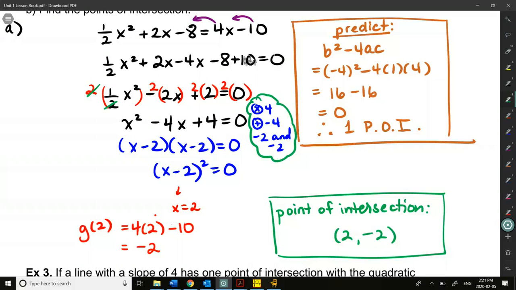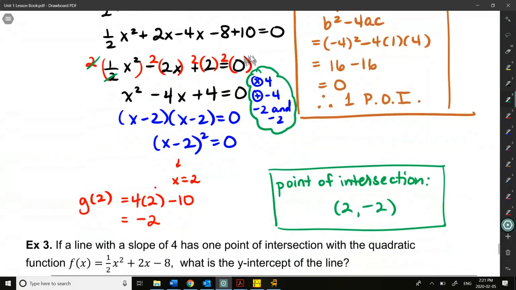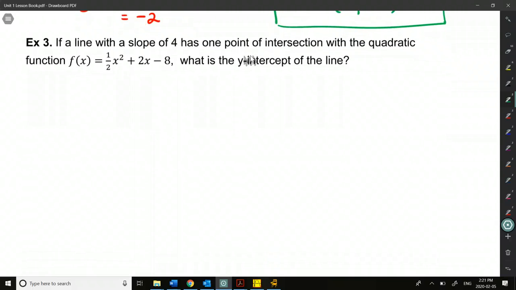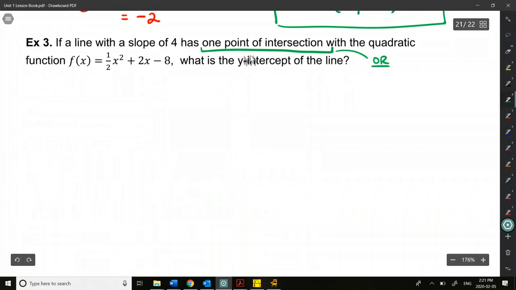We're okay? Okay. The other type of question that you might see is you might be given some information about the line and told about the number of points of intersection. So in this case, we have a line with a slope of 4, and we know that it intersects the quadratic function f of x with 1 point of intersection. It asks what the y-intercept of the line is. So you might see it asked like this, 1 point of intersection with the quadratic, or you might see it is tangent, or is a tangent, to the quadratic.